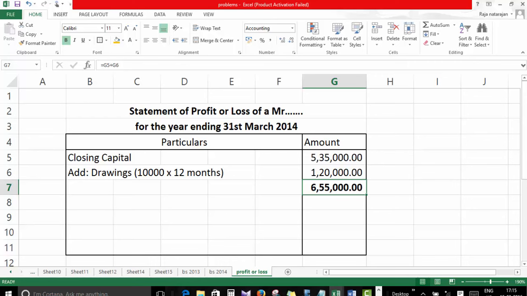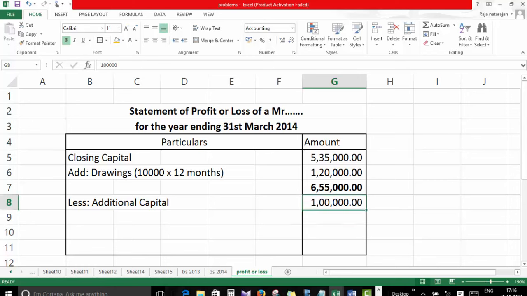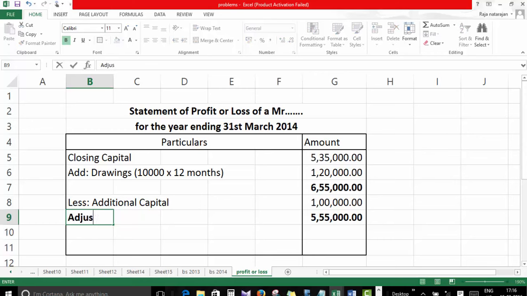Now let us understand that this capital was after receiving an additional capital of 1 lakh. Had that capital not been received, what would have been the position? So let us subtract the additional capital. What was the additional capital introduced? It was 1 lakh. So if this additional capital was not received, then the position would have been 6,55,000 minus 1 lakh, 5,55,000. So this would have been the adjusted closing capital.